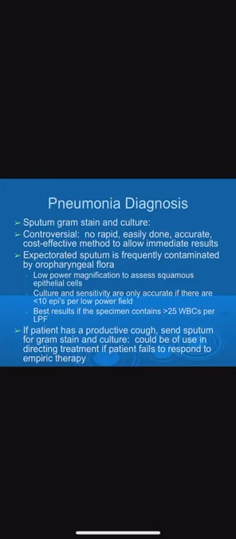This test is easy to give you a clue for the underlying microorganism to start empirical treatment. If the patient has no sputum, we do expectoration sputum. If the patient has a productive cough, send this sputum for gram stain and culture. As I say, this is used to direct treatment if the patient fails to respond to empirical therapy.